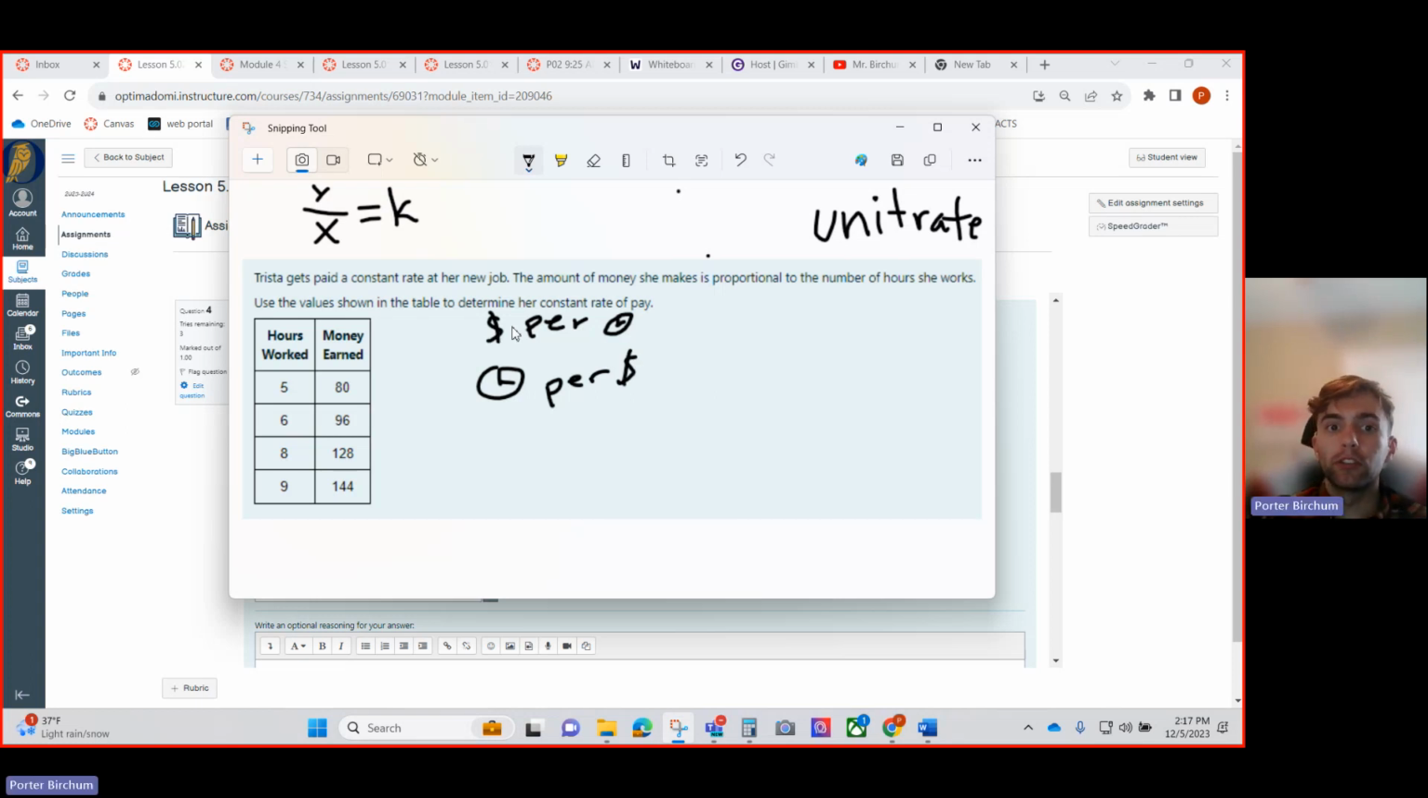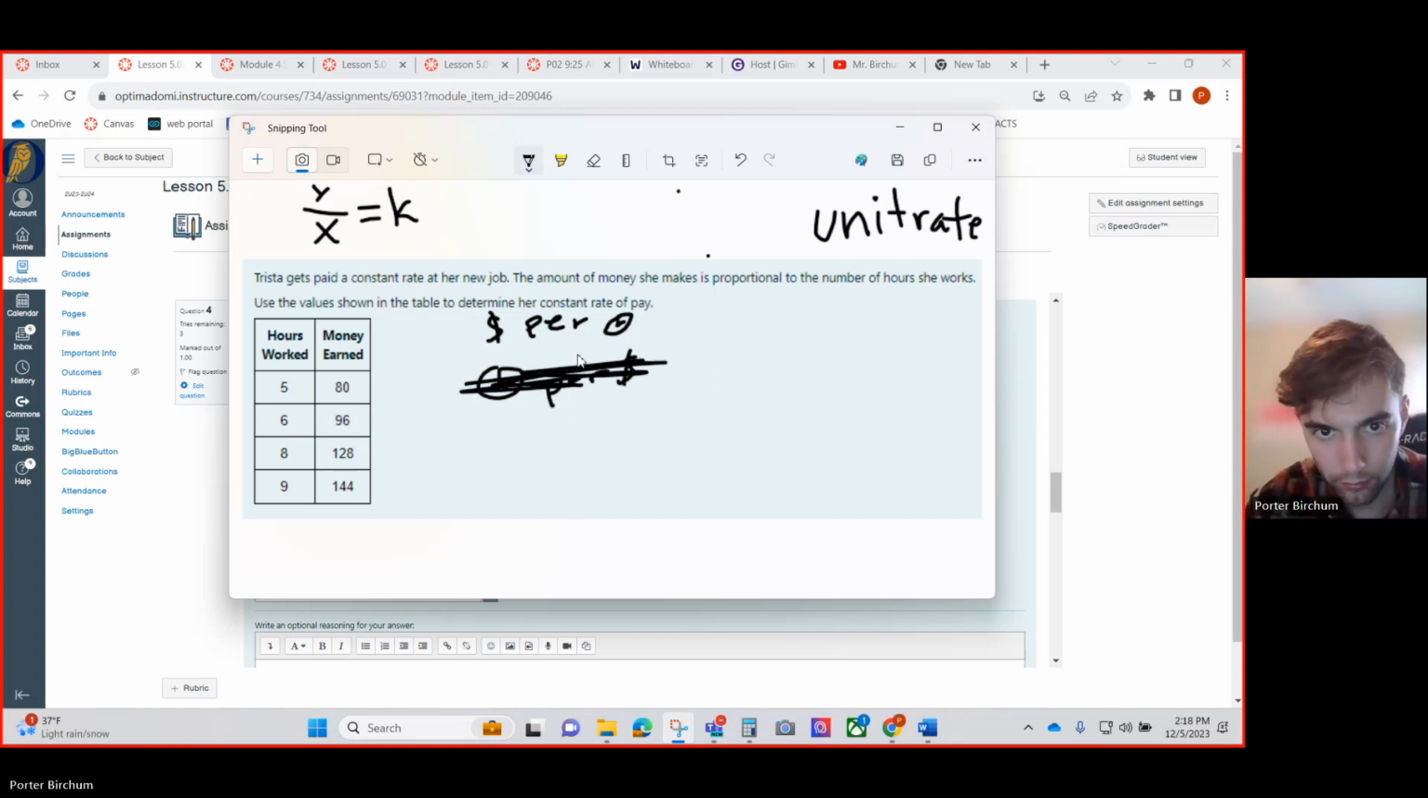We're trying to find dollars per hour, right? That's how pay works, money per hour, not hours per dollar. Like, how many hours do you have to work to get $1? No one talks like that. So we don't do this one. We want to find dollars per hour. To find the dollars per hour, we can do dollars divided by the hours. There's another clock.